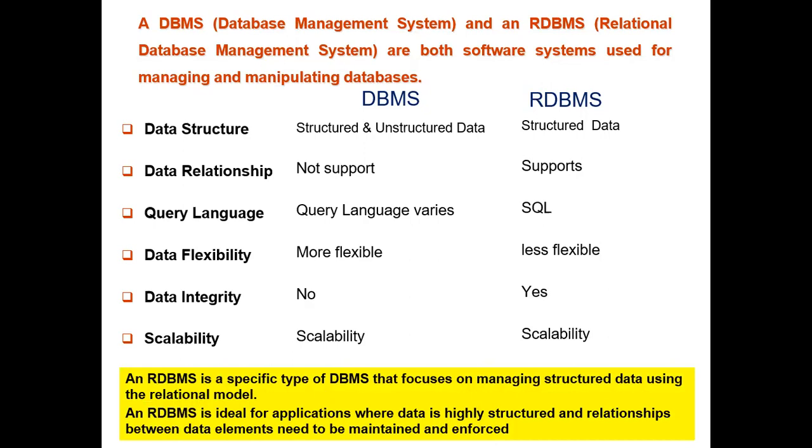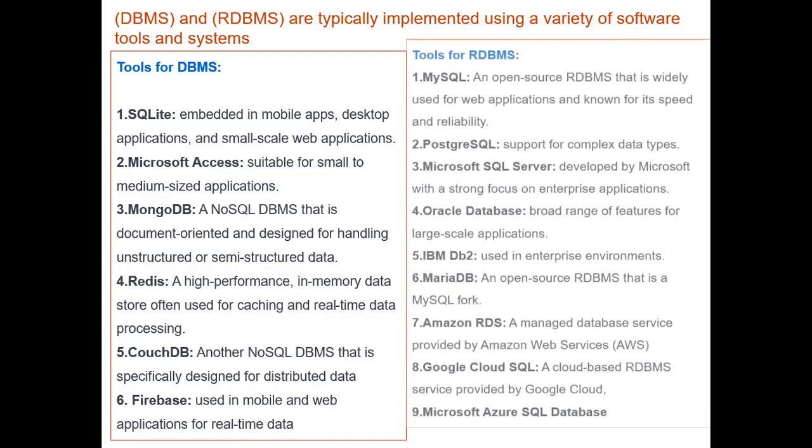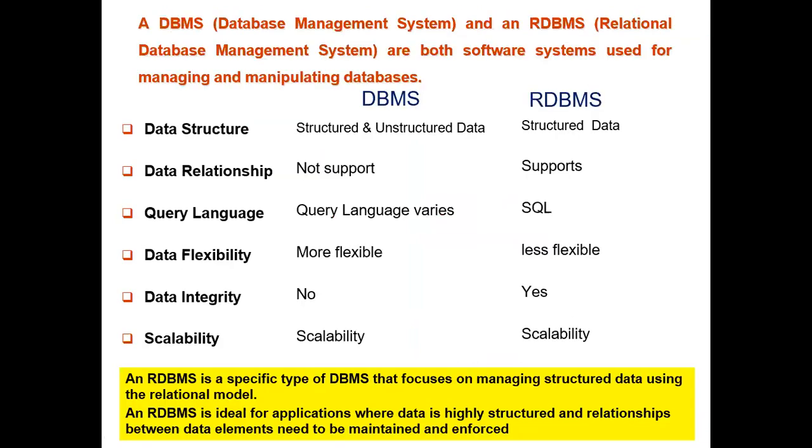And one more point: an RDBMS is ideal for applications where the data is highly structured, and the relationships between the data elements need to be maintained and enforced. So we can maintain high-level data in a structured format. We can even maintain a relationship between two tables by enforcing some constraints, and we can access whatever data we want. So this is a simple difference between them, and we'll go with one more also.